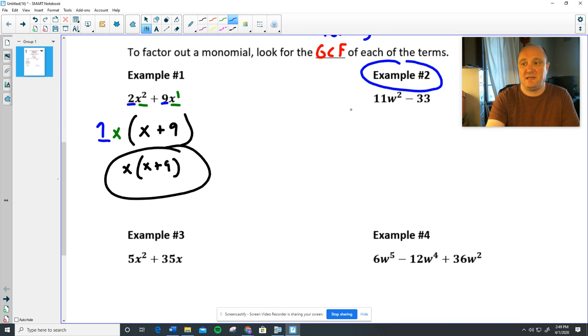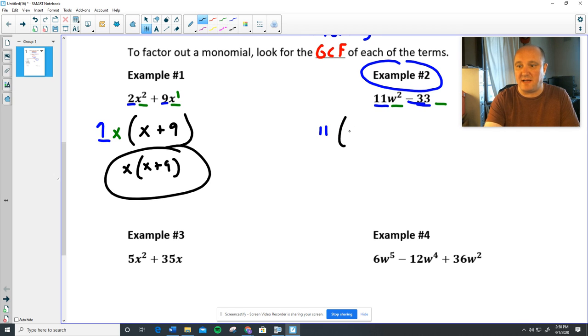Let's come over here and look at example 2. All right, so again, first I'm looking just at the coefficients. I've got an 11. I've got a negative 33. What's the GCF? Oh, an 11 would divide evenly into both of those. I now look at my variables. I've got a w squared here, and I've got nothing here. So this is really like w to the 0 power. If I don't have any w's here, I can't factor anything out. I would need a w in each term in order to be able to factor it out. So I cannot factor any w's out. So 11 is the only thing that factors out.